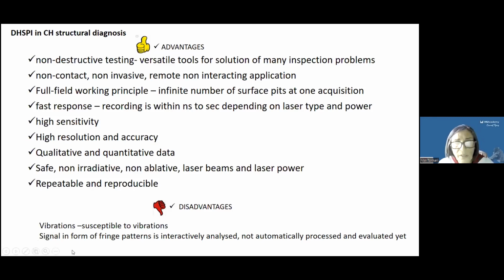And a major disadvantage is that we have the signal in the form of fringe patterns. This is an advantage from the point of view that we have a direct qualitative understanding, and a disadvantage from the point of view that when we want to make our data quantitative, we have to analyze it interactively. However, it is in our future aim to better drive our analysis by automatic processing.